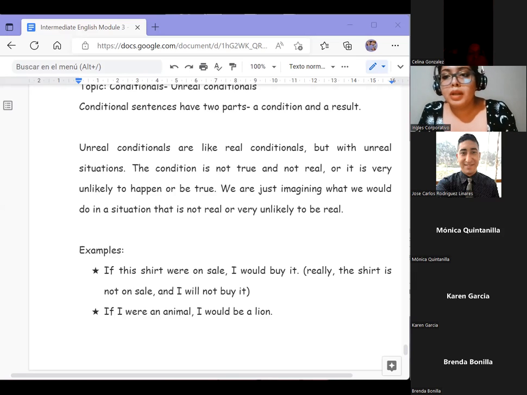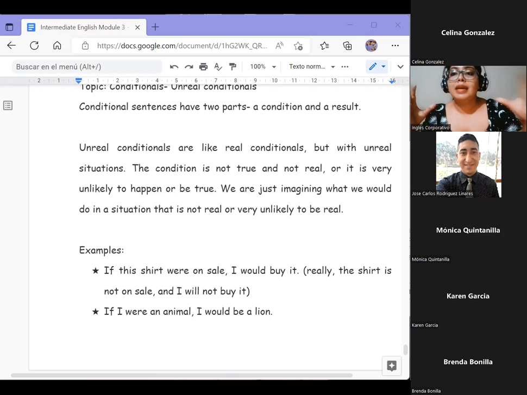Es la misma estructura para los reales que para los irreales, solo que la situación. En realidad, la condición es la que cambia, porque en este caso es una condición imaginaria, poco probable de que suceda o imposible.